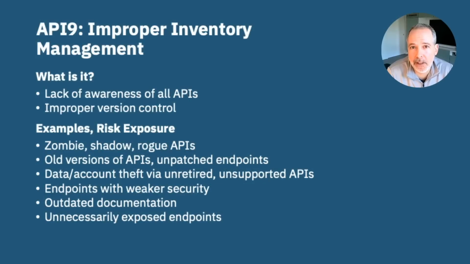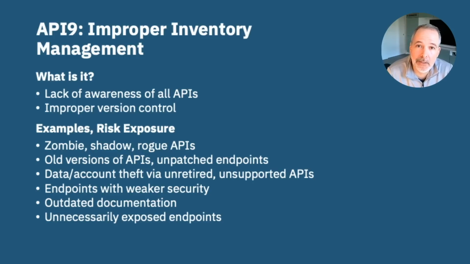Number 9 is a new entry on the 2023 API Top 10, improper inventory management. And although it's way down at number 9, it's actually one of the most common areas that I get a lot of questions about. Improper inventory management has two main aspects to it. The first is awareness and visibility. Do you know all the APIs running in your environment? And the second is control. Once you know what APIs are running, should they be running?